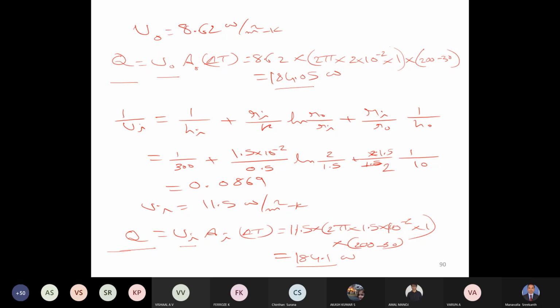So this is what I wanted to demonstrate, the concept of the overall heat transfer coefficient. You have the outside overall heat transfer coefficient and the inside overall heat transfer coefficient, but the heat transferred per se will be the same for both. All right. So with that, I will end this particular module. And as I said, I will demonstrate the software that I was talking about. So I'll do that now.